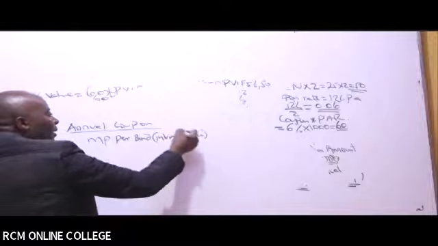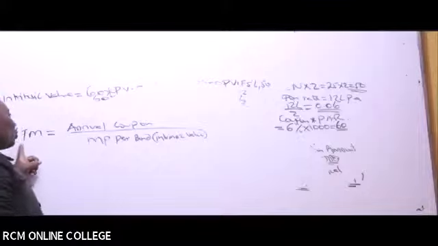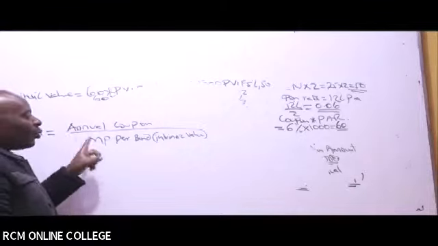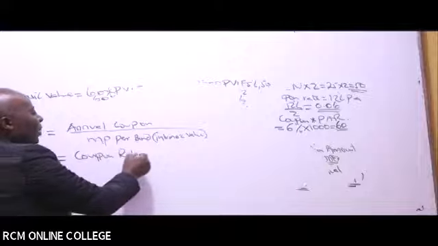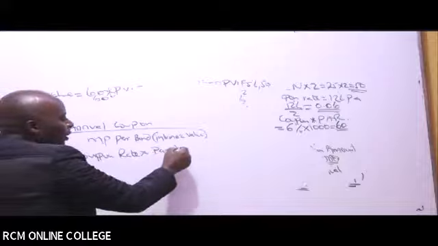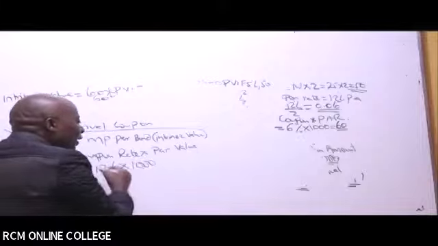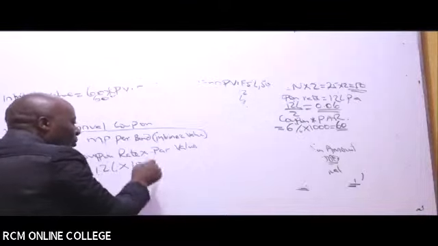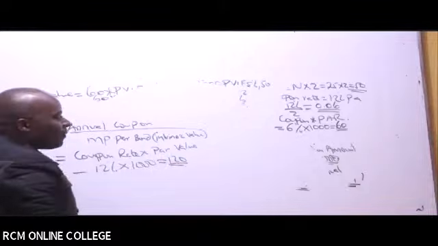Please remember, even if they tell you that this bond is paying semi-annually, for yield to maturity we always work with the annual coupon. How do we get this annual coupon? You take the coupon rate times par value. The coupon rate is 12%, and our par value is 1,000. 12% for a whole year, remember, this is an annual coupon. So 12% times 1,000 gives me 120.